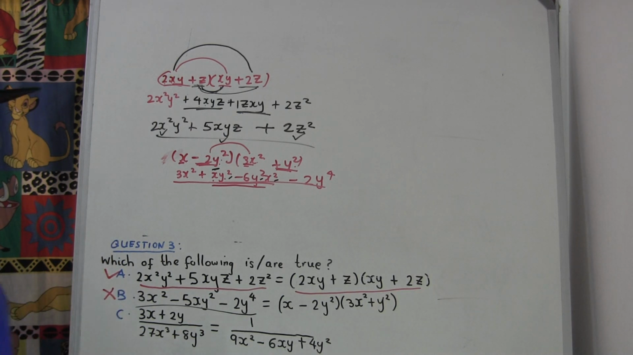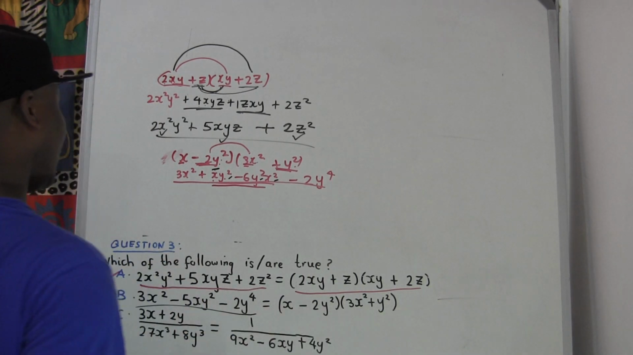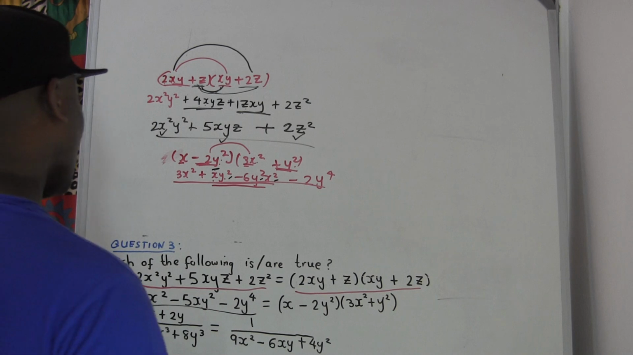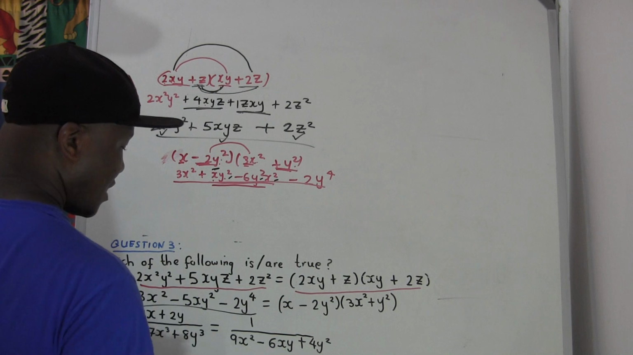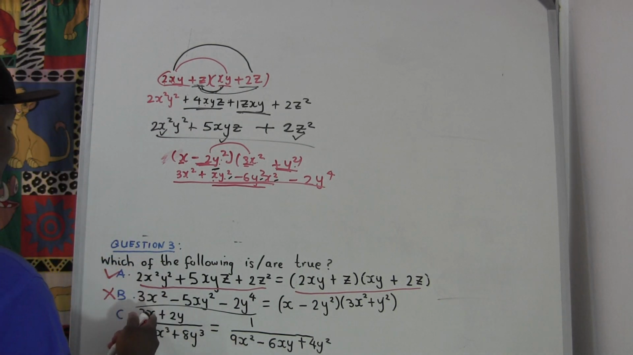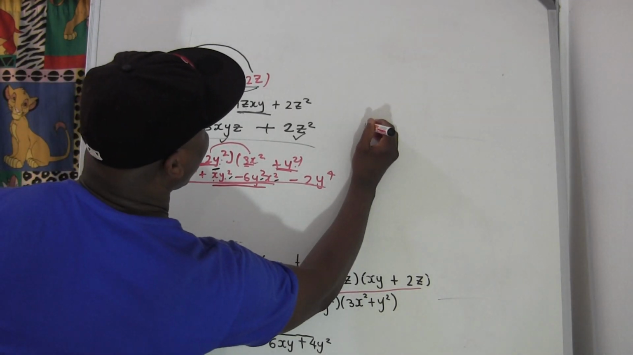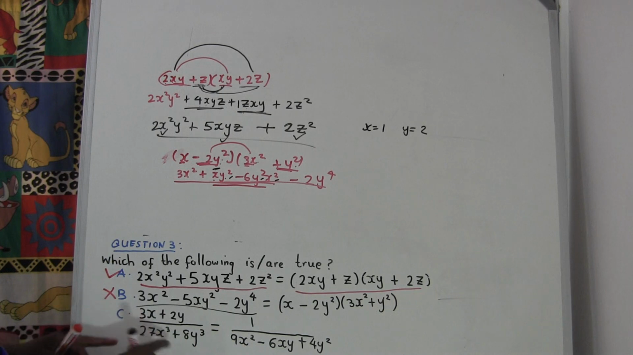Now we go for the last one. For the last one, question 3. They say this is this. They say this is that. So what I'm going to do, if it's me, I can just take a value, put x equal to a certain number and y equal to a certain number. You see if they're true or not true. Let's say x equal to 1 and y equal to 2. So we're going to plug in the left and right hand side and see if it's going to be true.